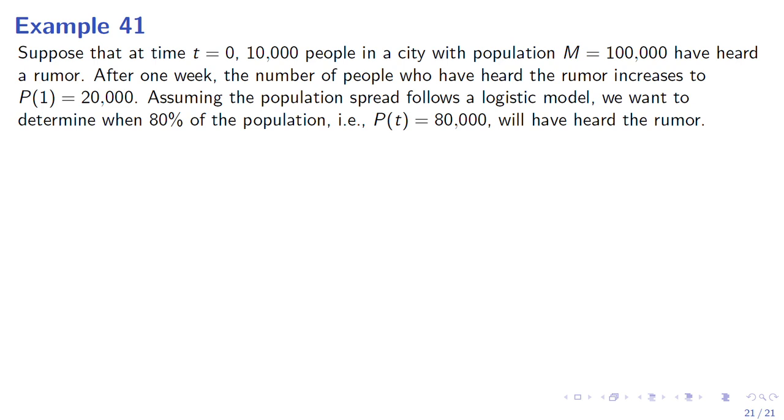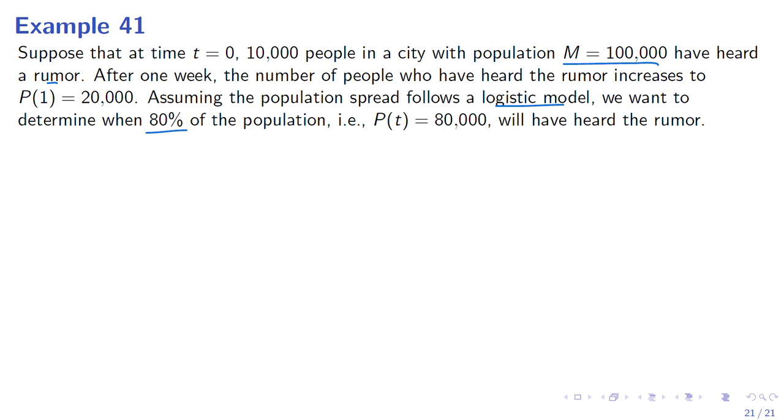Okay, let's look at this. Example 41. Suppose that at time 0 there were 10,000 people in a city with a population of 100,000. So that's our carrying capacity. Our carrying capacity is 100,000. Out of this 100,000, 10,000 people have heard a rumor. After 1 week, the number of people who have heard the rumor increases to 20,000. After 1 week, it becomes doubled. Assuming the spread follows a logistic model, we want to determine when 80% of the population will have heard the rumor.